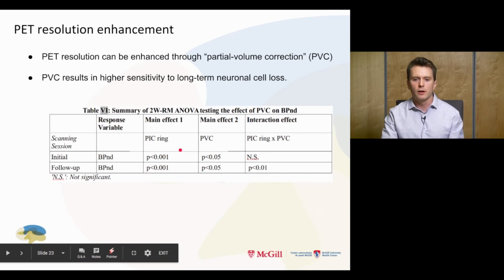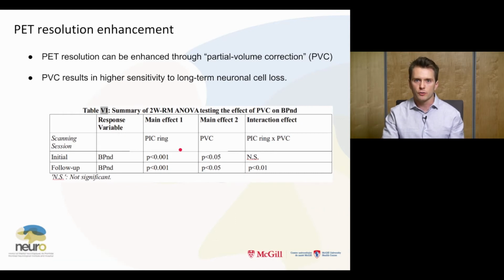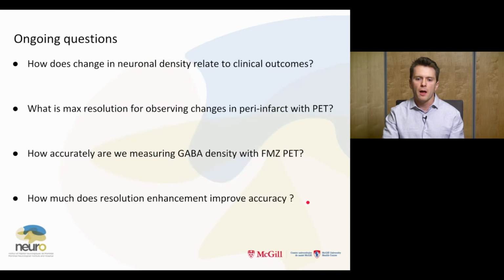And what we found was that using partial volume correction, that is resolution enhancement, we could actually find significantly different results than when we didn't use the partial volume correction. And what this suggests is that using resolution enhancement genuinely improves the resolution and leads to more sensitive detection of long-term neuronal cell loss.